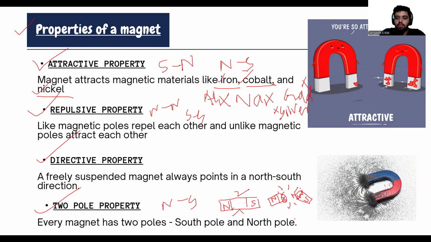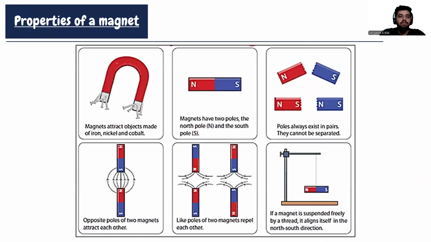Okay. Next, we are going to discuss the topic properties of the magnet. I have already discussed that. The first property is that a magnet attracts objects made of iron, nickel, and cobalt. Next, a magnet has two poles, that is the north pole and the south pole.